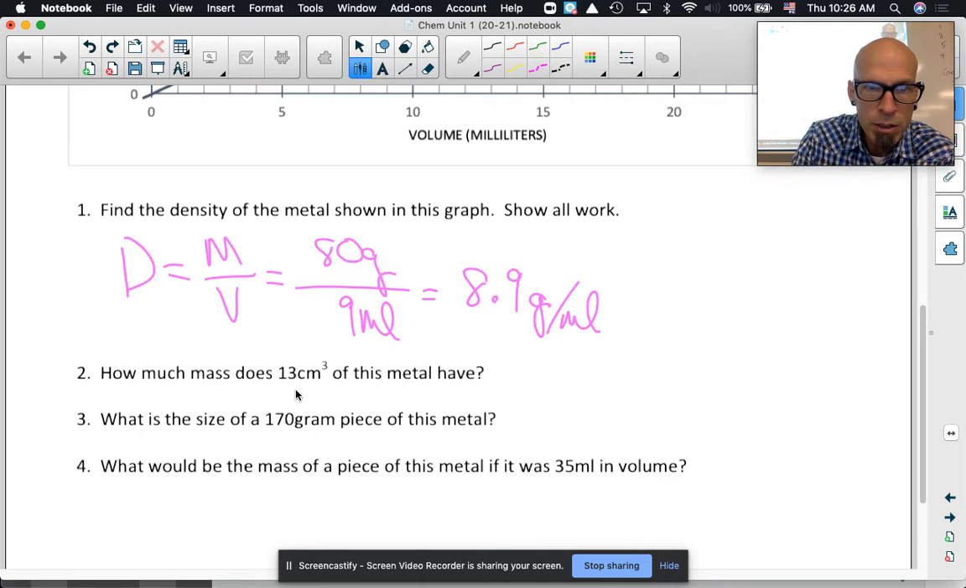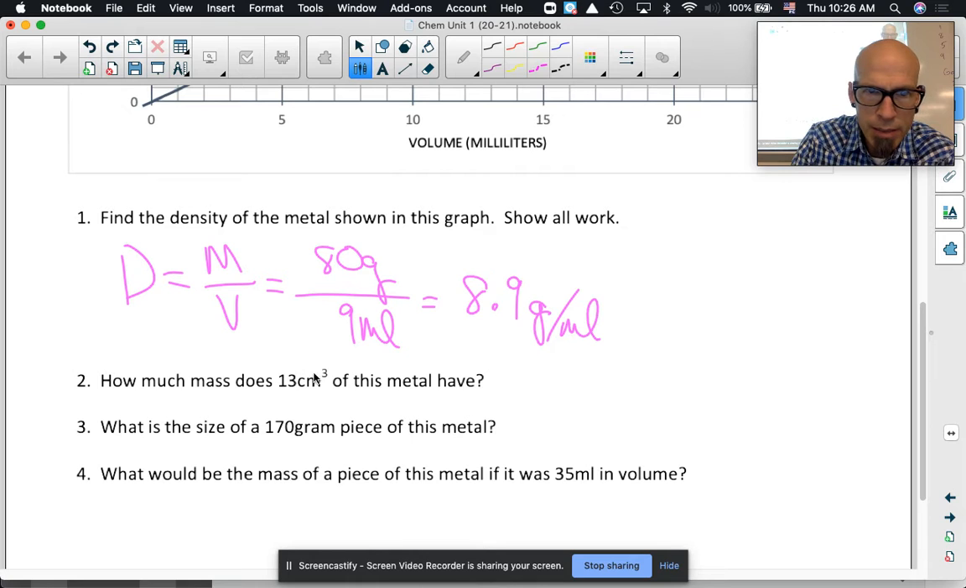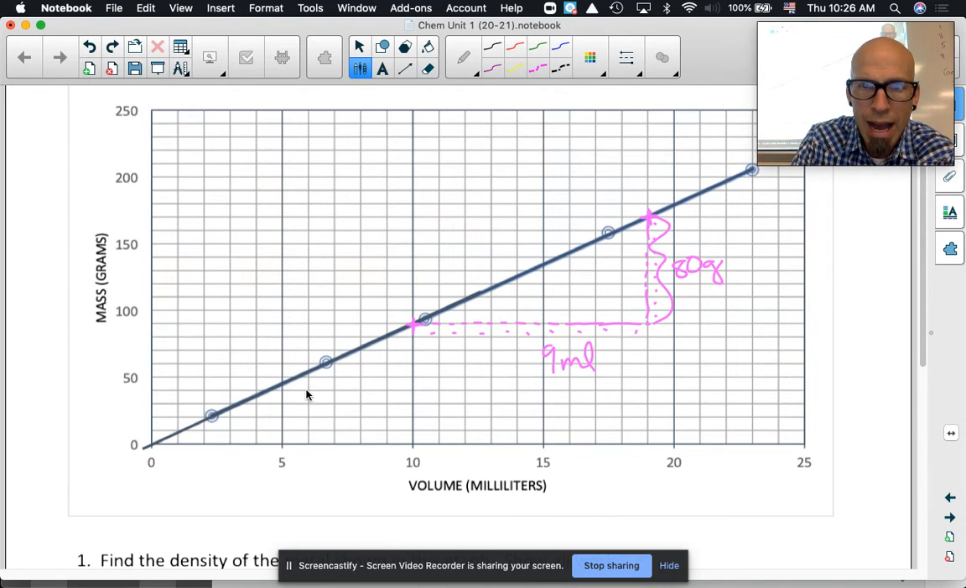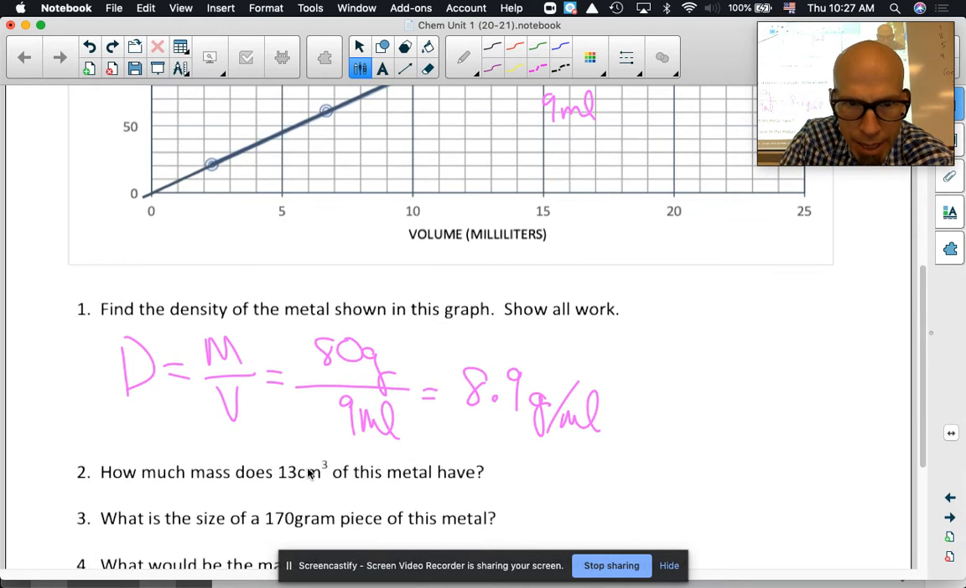Now, how much mass does 13 centimeters cubed of this metal have? Is 13 centimeters cubed anywhere on this graph? I don't see centimeters cubed anywhere, but that shouldn't be alarming because you're supposed to know that centimeters cubed is the same as milliliters. So remember, a milliliter and a centimeter cubed are identical. We did that volume lab. It proved that. We talked about that. That's how the metric system is set up. So that is the same as mLs.